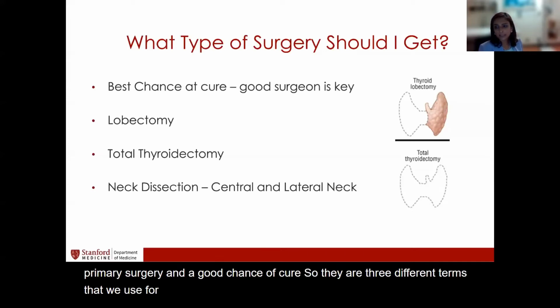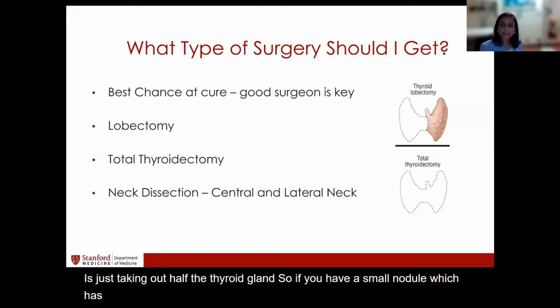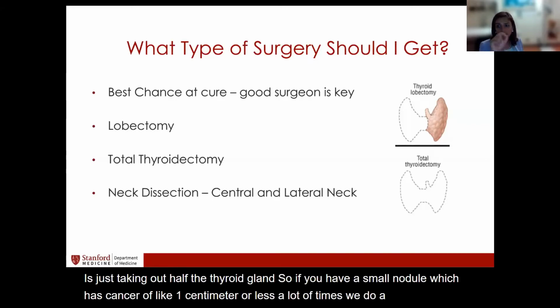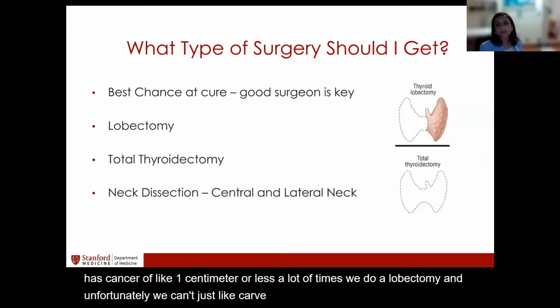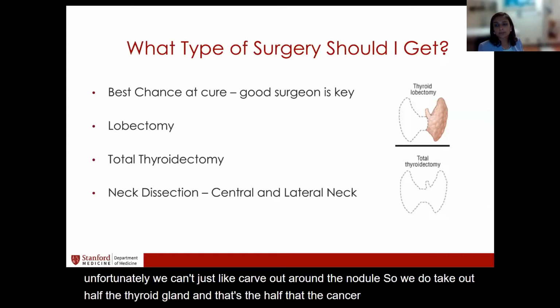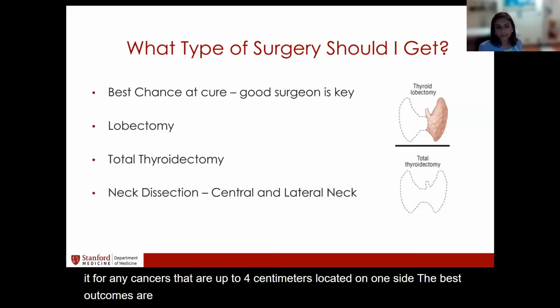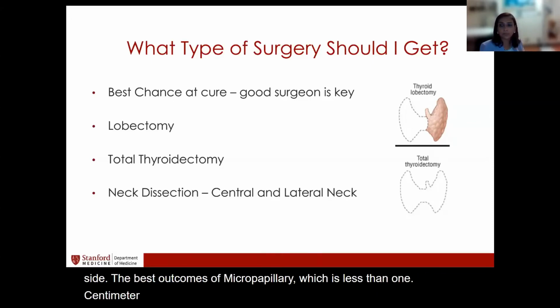A lobectomy is just taking out half the thyroid gland. So if you have a small nodule which has cancer of like 1 centimeter or less, a lot of times we do a lobectomy. And unfortunately, we can't just carve out around the nodule. So we do take out half the thyroid gland, and that's the half that the cancer's on. You can actually also do it for any cancers that are up to 4 centimeters located on one side. The best outcomes are of micropapillary, which is less than 1 centimeter. But this we only use for cancers that have not spread to the lymph nodes.